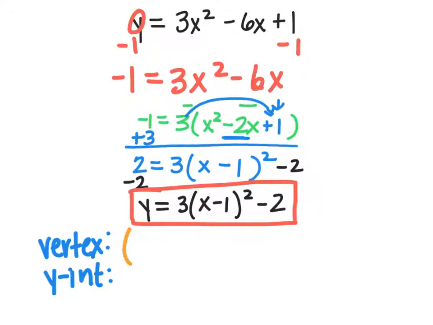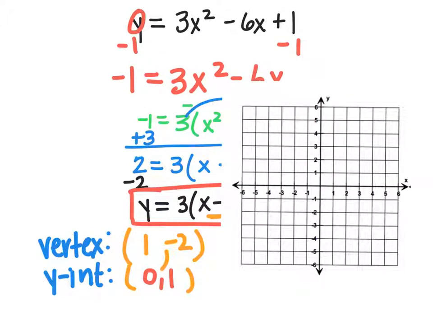Now for my vertex, I am going to use the graphing form. And remember, it's the opposite of this, so that would be 1, and then negative 2. And then if I want to find my y-intercept, I'm going to go back up to the original equation, which is up here, and I see it as plus 1. So my y-intercept is (0, 1).